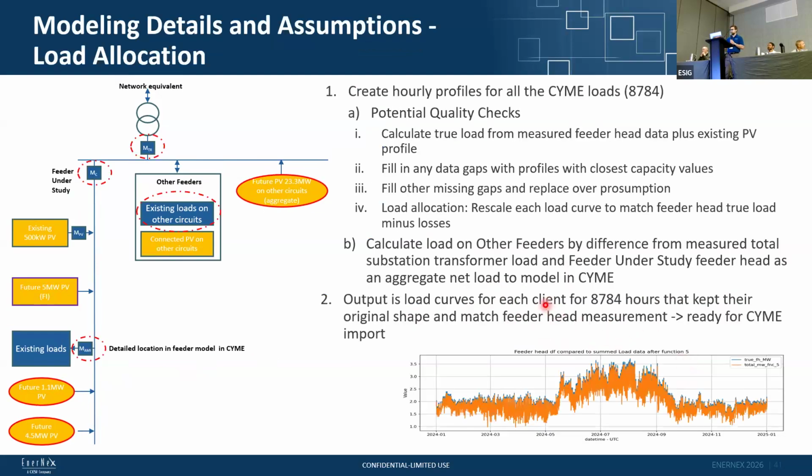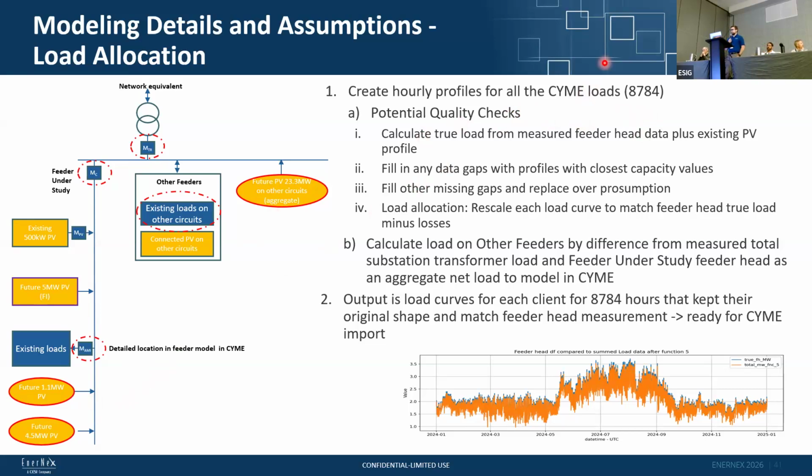So I'm going to talk about some of the load allocation that we did. So these are some potential quality checks. We thought about what we might have to do. We didn't have to do all of these, thankfully. But one of the main things was that we had the measurement of the substation, but we didn't have it with some of the future PVs installed. So we had to take those into account and calculate what the true load would be if those were existing on the circuit.